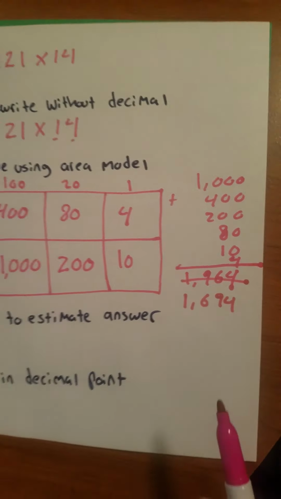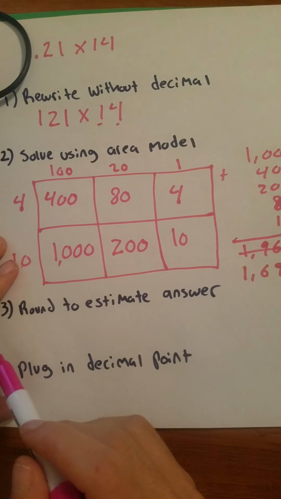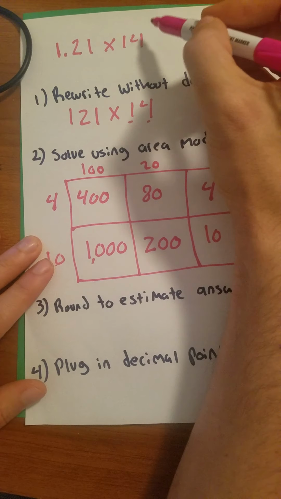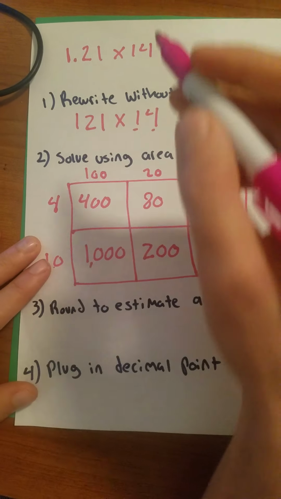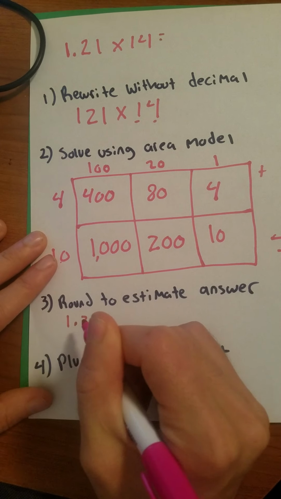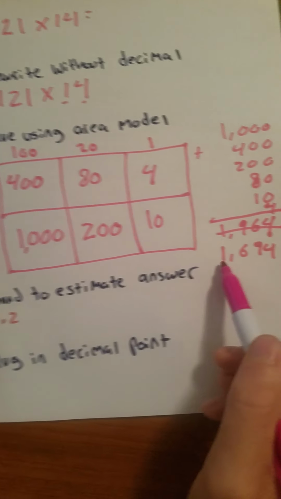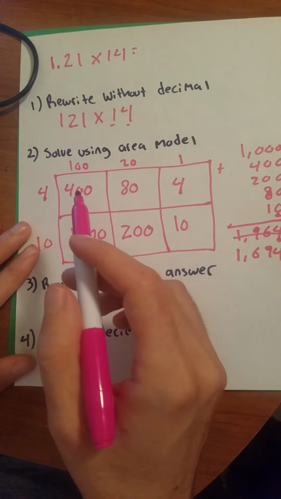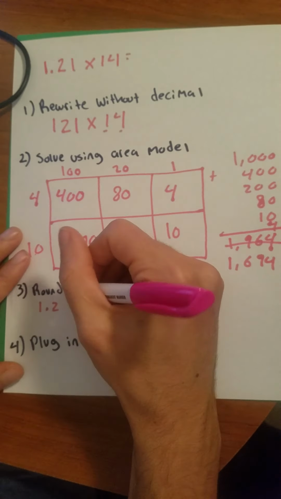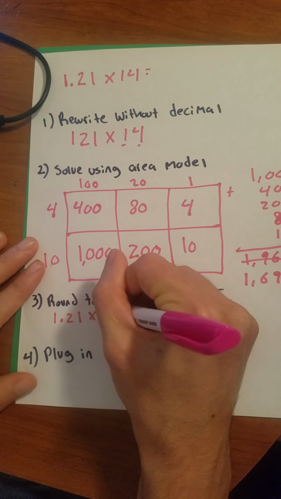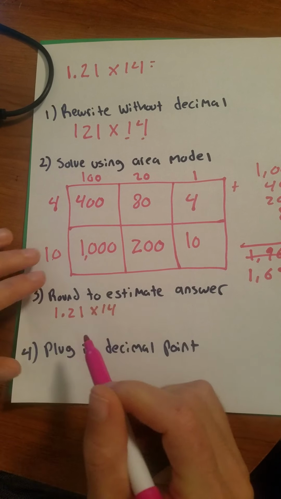Okay, then our next step is we are going to round to estimate the answer of our original problem. We're going to go back to our original problem because we know we're going to plug a decimal point in here somewhere, but now we need to figure out where it makes the most sense to put the decimal. And we're going to use rounding to do that, just like we did on Friday.